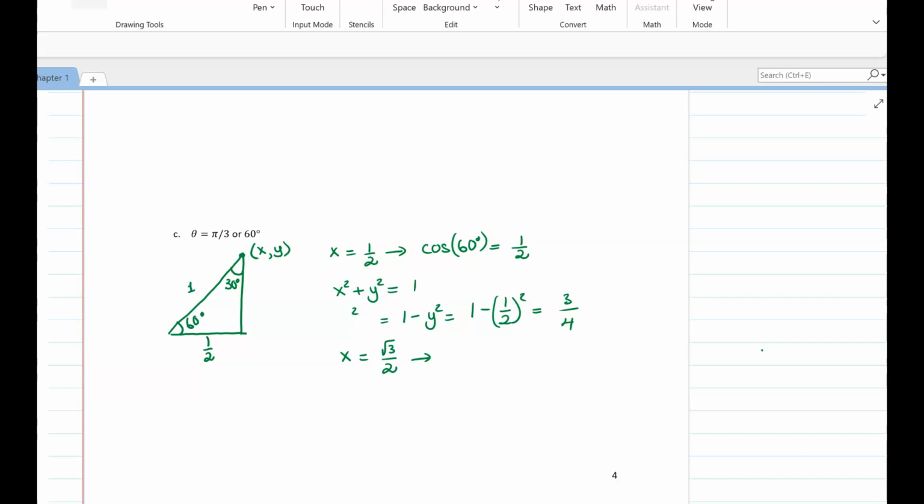I want to solve for y here. So change this to y squared. This is y squared. 1/2 is the value of x in this case. Again, this is an angle in quadrant 1, so y is positive. So then sine of 60 degree is equal to root 3 over 2.